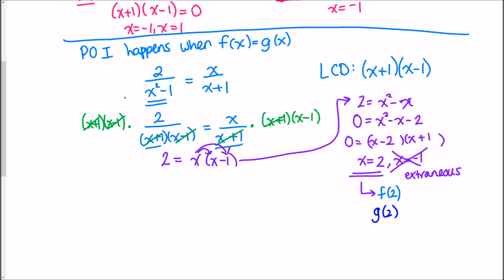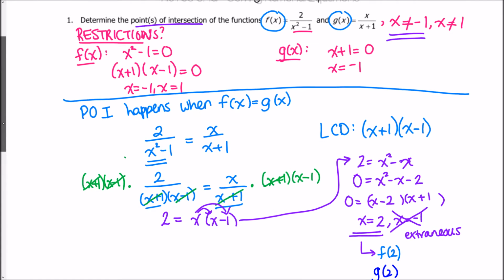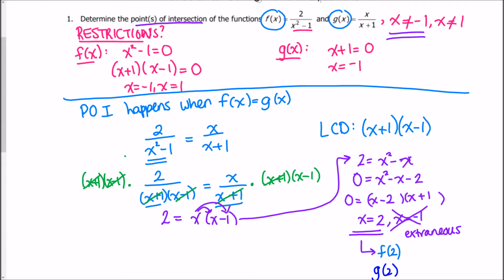And it's up to you, because you'll get the same answer no matter what, because the x values and the y values are going to be the same for our point of intersection. So I'm going to plug it into both just to double check to make sure I did this correctly. So if f of x equals 2 over x squared minus 1, I'm going to do 2 over 2 squared minus 1. So I end up getting 2 over 4 minus 1, which is 2/3.